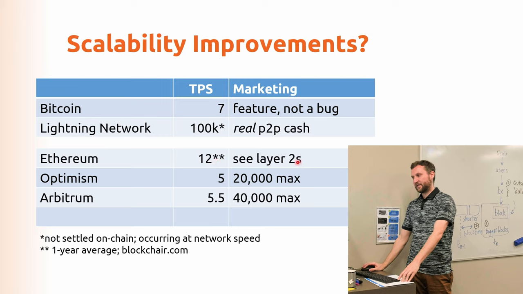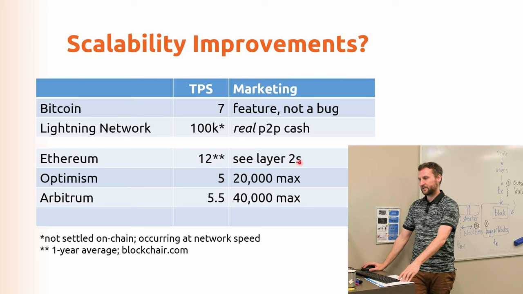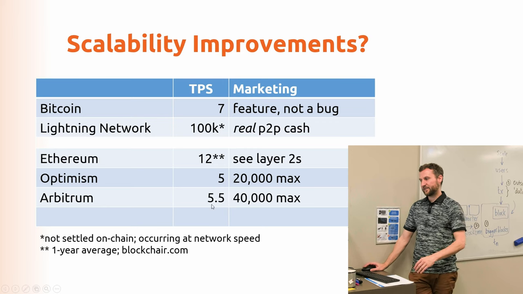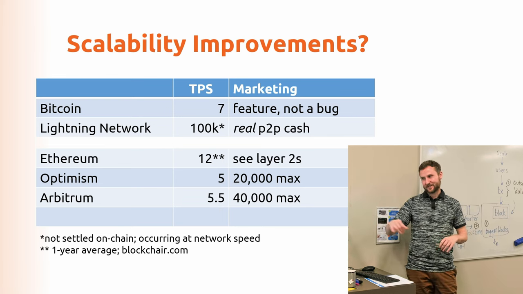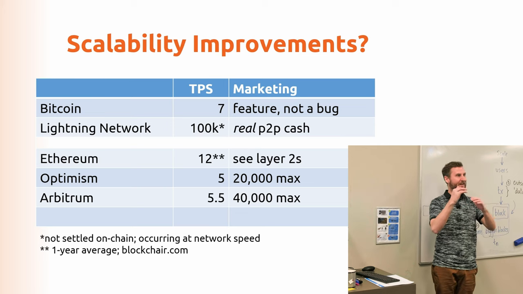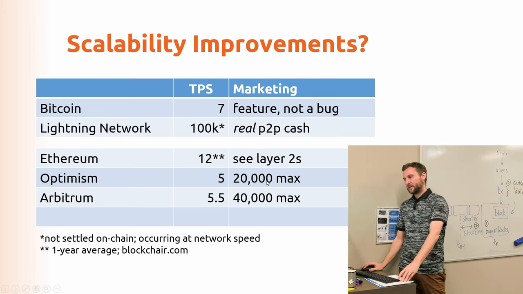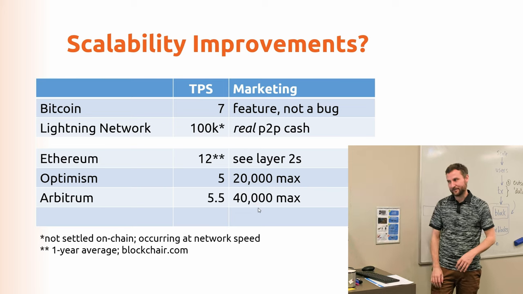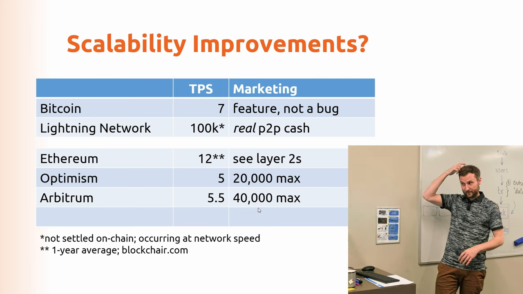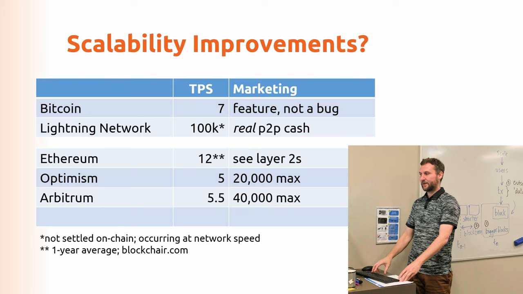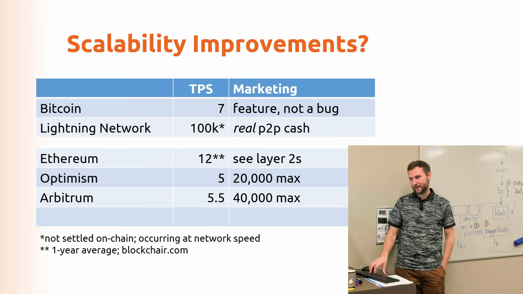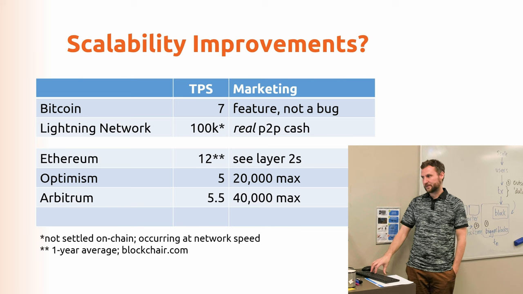Ethereum is at 12, and as we've just seen, there's heaps happening on layer twos. Optimism and Arbitrum, lots of growth here. The 5 and the 5.5, these are current figures for transactions per second, so you could add them together. One site says Ethereum's doing 30 transactions per second when you add up all the layer twos. If you believe the documentation, these could scale to quite high levels, 20 and 40,000. And by then the whole landscape could be very different. So I guess the point here is that we are seeing scalability improvements, but maybe not as fast as some people would want.